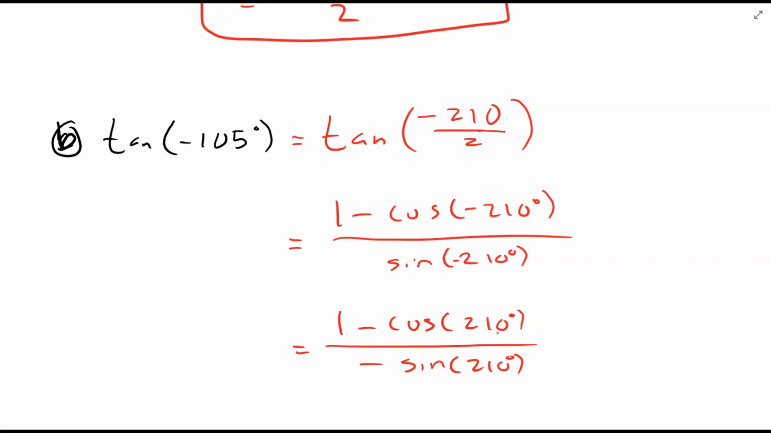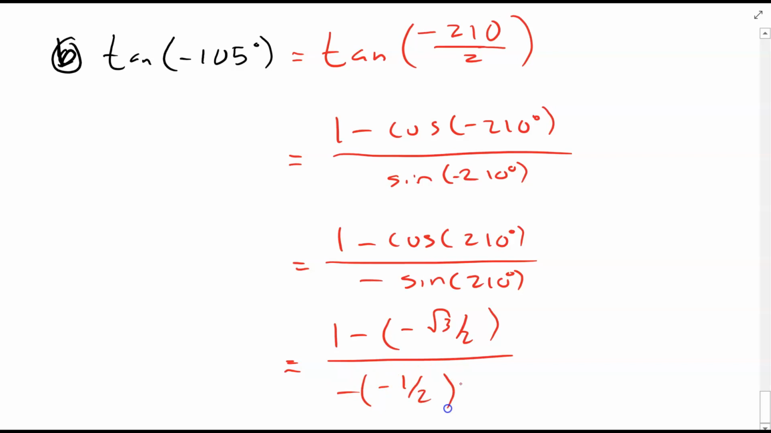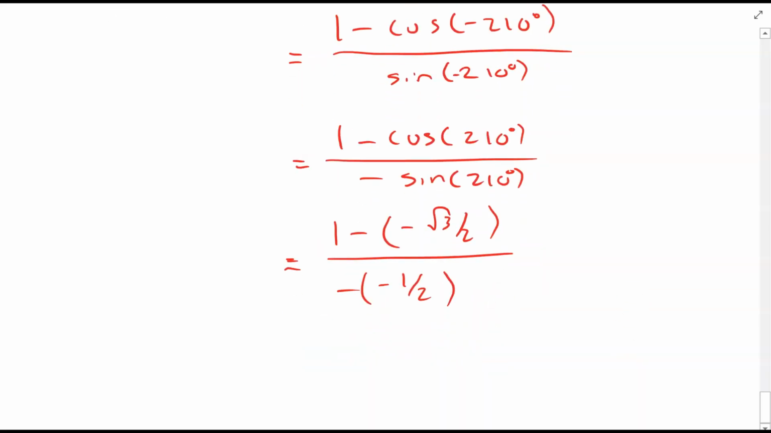Now let's just go to our unit circle and find our values. So if I go to 210 degrees, cosine is negative root 3 over 2. And sine is negative 1/2. Everybody okay there?